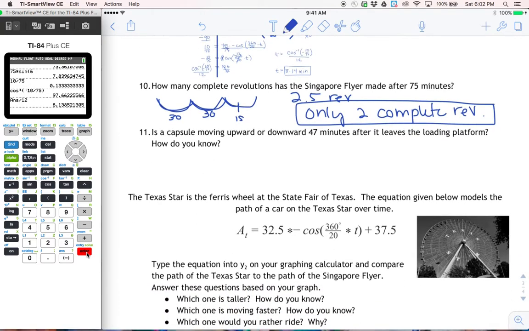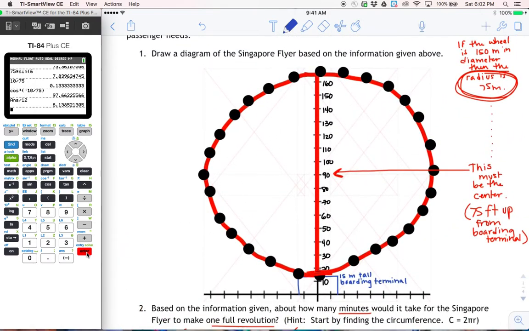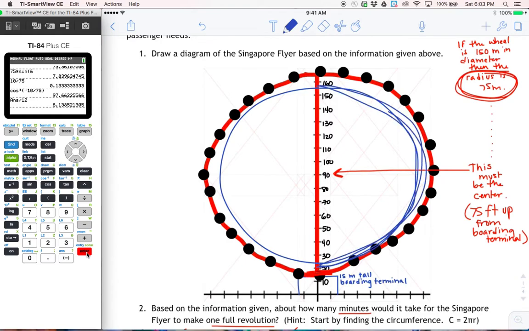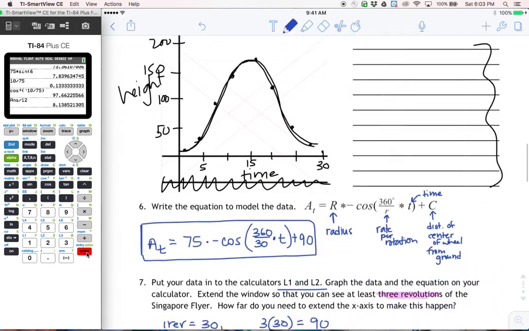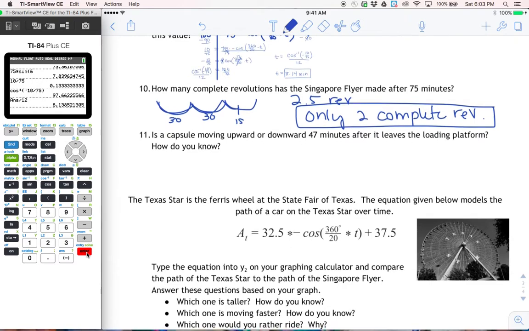Question number 11. Is a capsule moving upward or downward 47 minutes after it leaves the loading platform? Okay, well this requires, I feel like, looking at the graph, right? 47 minutes. Well, 30 minutes, it made 1 rotation. And then 47 minutes, let's see. If I go 15 minutes, I'm at the top again. So now I'm at 45 minutes, right? So only got to go 2 more minutes. It looks like I'd be going down. All right, so just kind of map it with your understanding that 1 rotation is 30 minutes, and you can understand that this would be moving down.